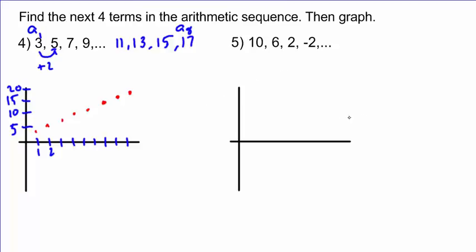All right, let's look at the next one. Same instructions. And again, what we're looking for is the d value, the common difference. This time it's -4. And so I know I'm going -4, -4, -4. So my next 4 terms would be -6, -10, -14, and -18. And again, I'm going to do a very similar graph.